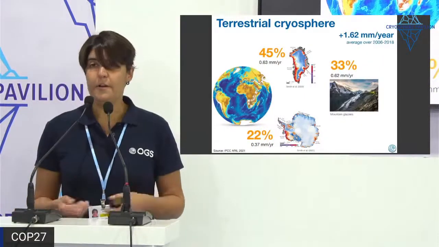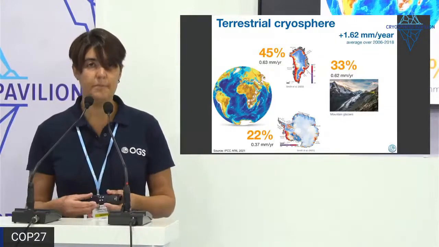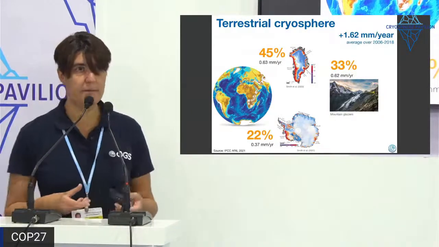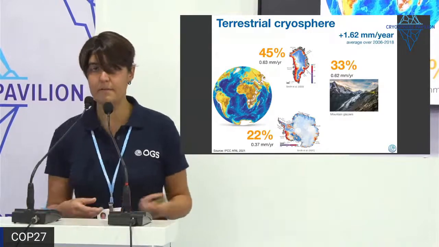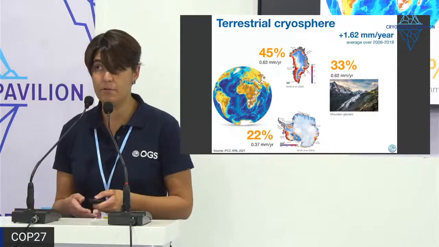The cryosphere has different contributors, okay? Most of it is about mountain glacier melting, and the rest is about Greenland melting and Antarctic melting. Note that Antarctica is melting, but it is melting about half as much as Greenland, for example.